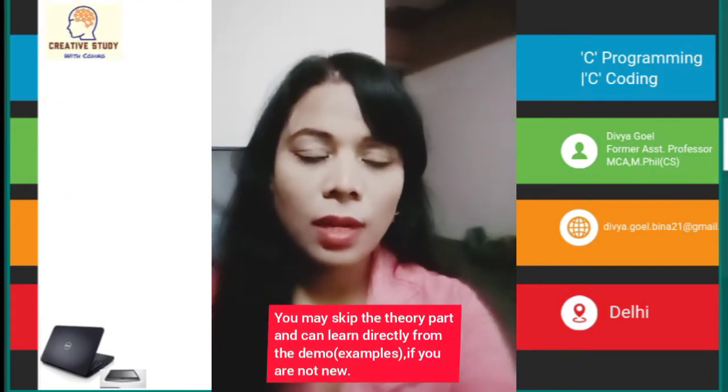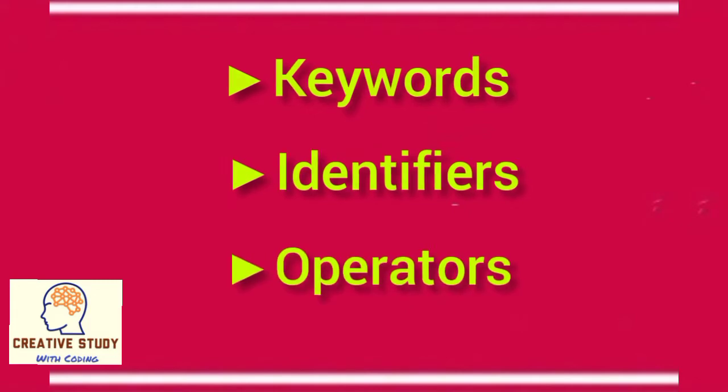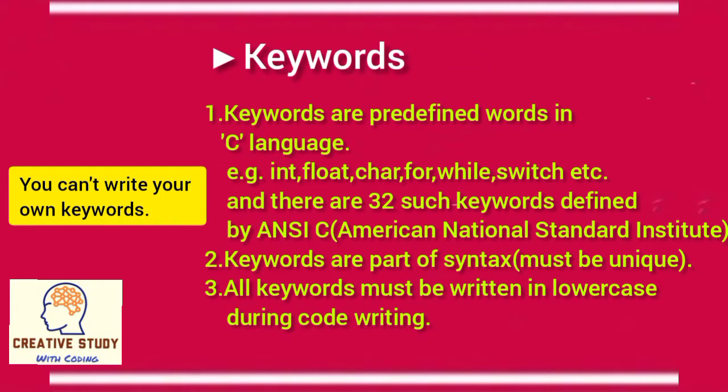In this video, we'll learn keywords, identifiers and operators. First of all, C keywords. Keywords are predefined words in C language, and we are to use these words as they are in our program during code writing. These are int, float, char, for, while, switch, etc.